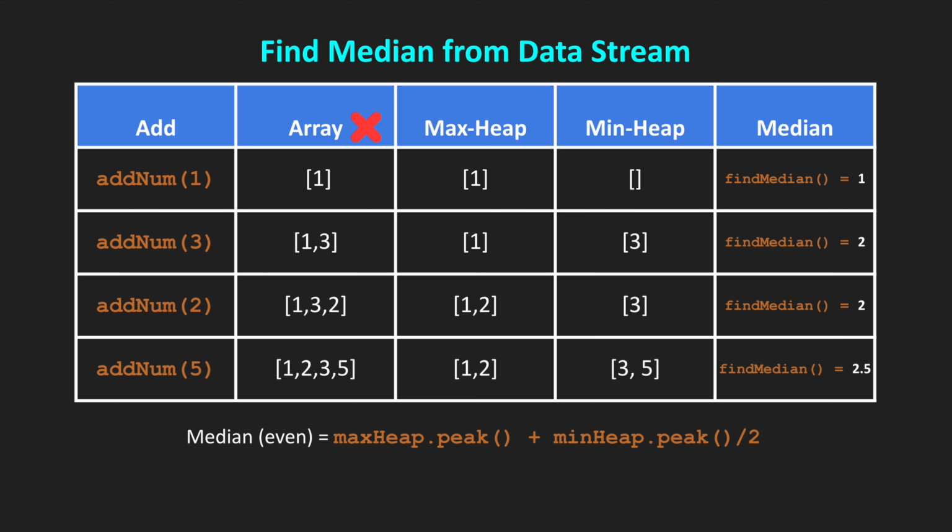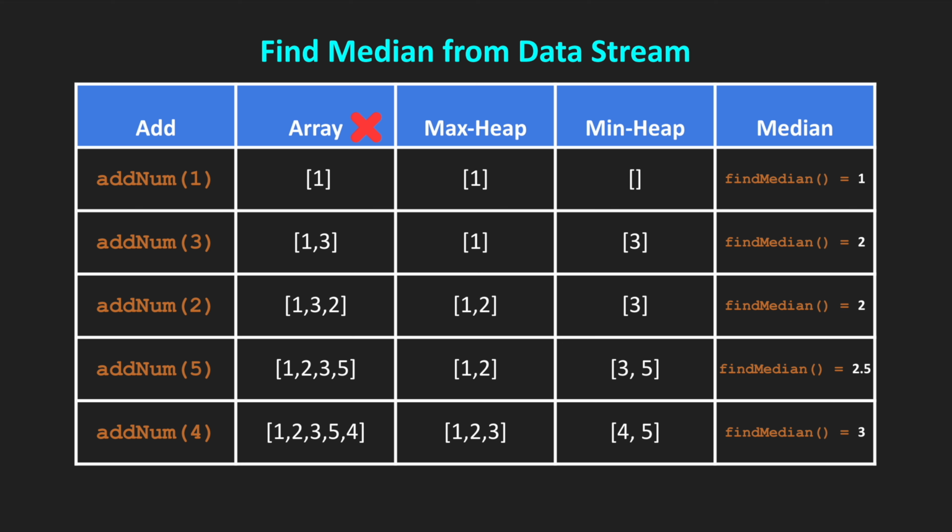So if we are going to call the find median function, what we are going to do is take the maximum element, the root element from the max heap, which is the largest element in that heap, and take the minimum element, which is the root element of the minimum heap, and divide the sum by 2, which will give us our median. And that's for the even case.